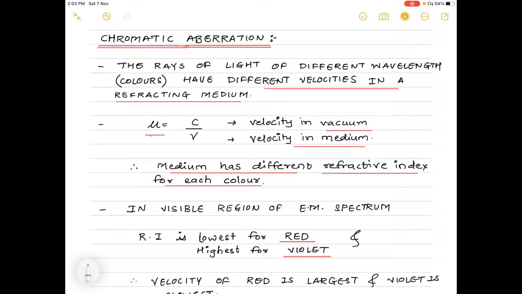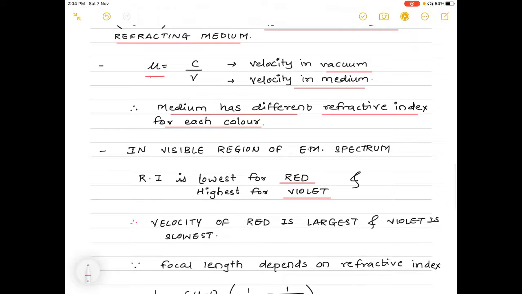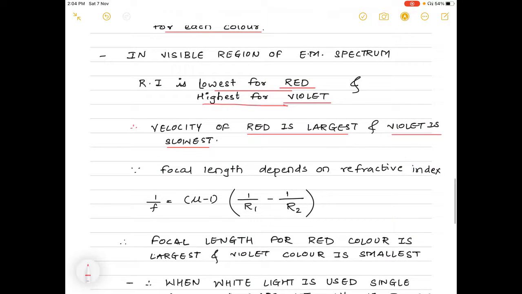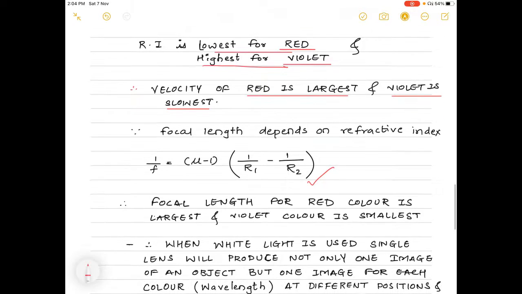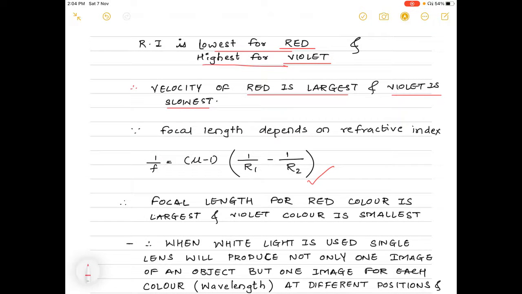So in the visible region of the electromagnetic spectrum, the refractive index is lowest for red and highest for violet color. Therefore the velocity of red color is largest and the velocity of violet color is slowest in a particular medium having a certain refractive index. Now the focal length of the lens depends upon the refractive index by this formula: 1 by f is equal to (mu minus 1) times (1 upon r1 minus 1 upon r2). Therefore the focal length of red color is largest and of violet color is smallest.